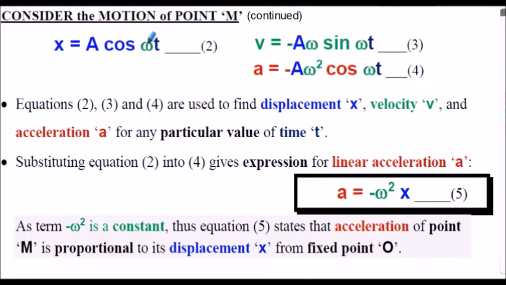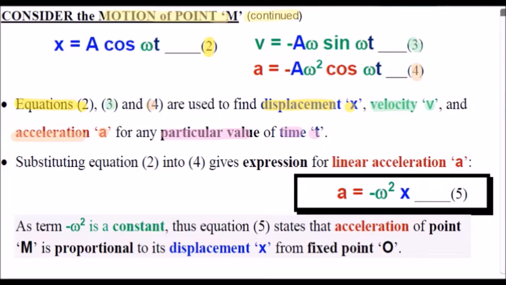So the motion of point P continued. Just repeated equations 2, 3 and 4 from the previous slide for convenience. So we now have equation 2 used to find displacement x, equation 3 used to find velocity v, and equation 4 used to find acceleration a for any particular value of time t.